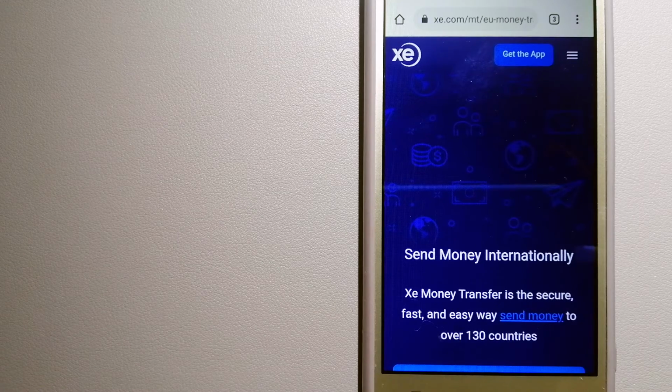The fact that they don't charge transfer fees or have a minimum transfer amount makes them quite attractive.